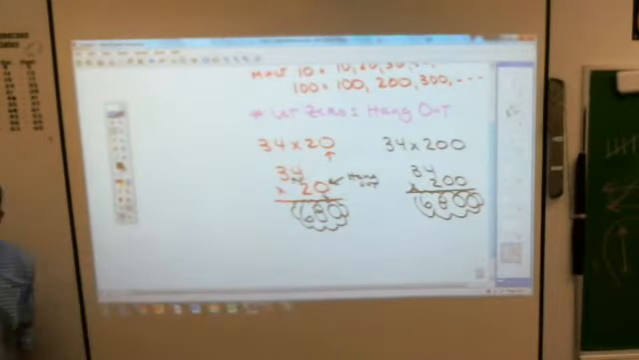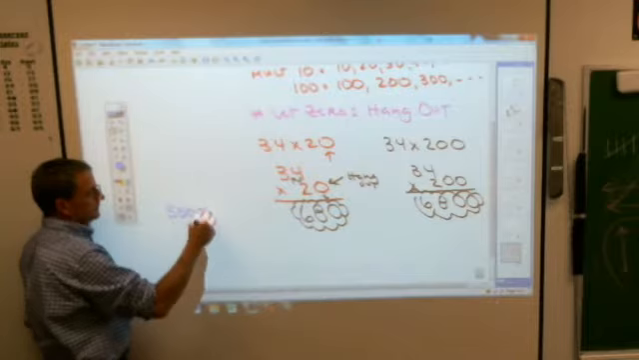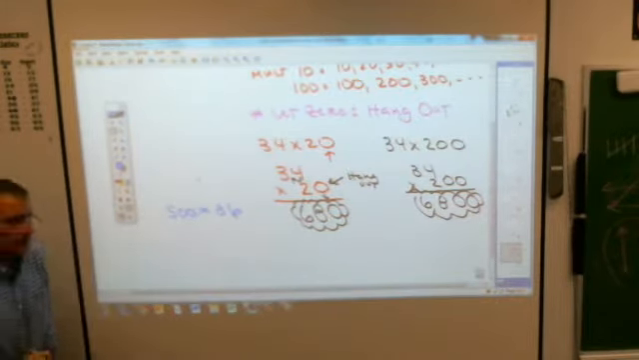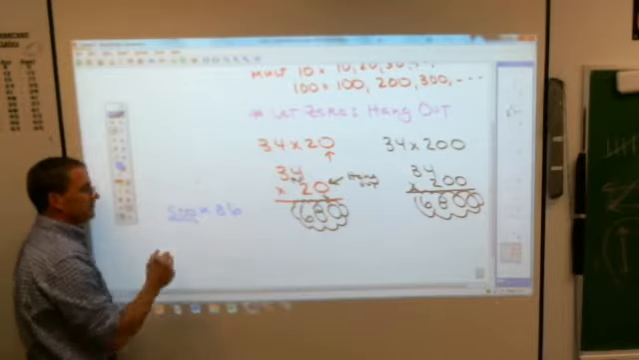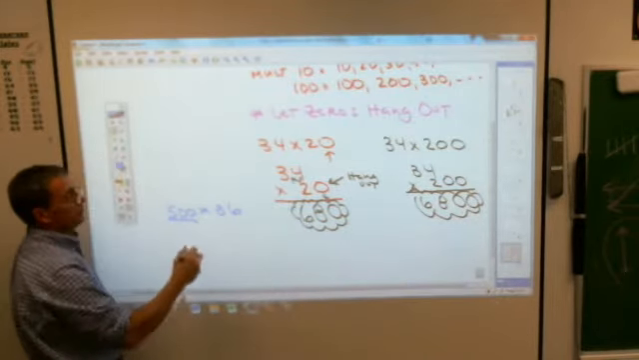Let me give you another example. How about this one? 500 times 36. How do I write that down on my paper? Well, like I said, if it's something that ends with 0, you're going to put that on the bottom and put the other number on top, because you can do that with multiplication.